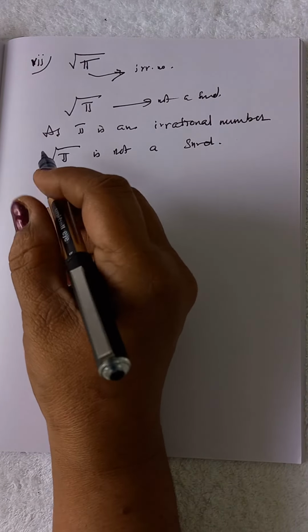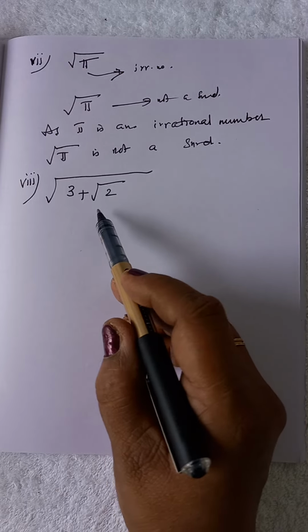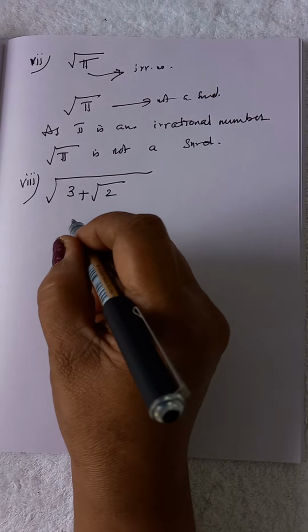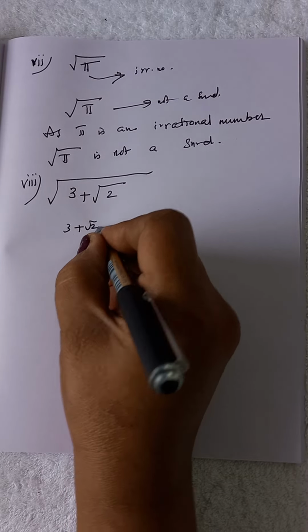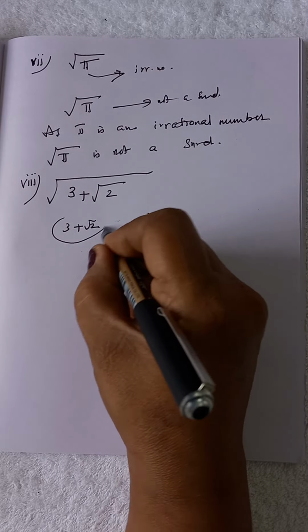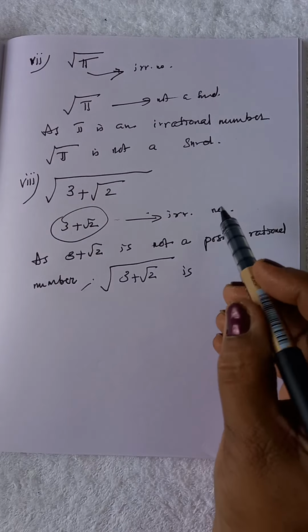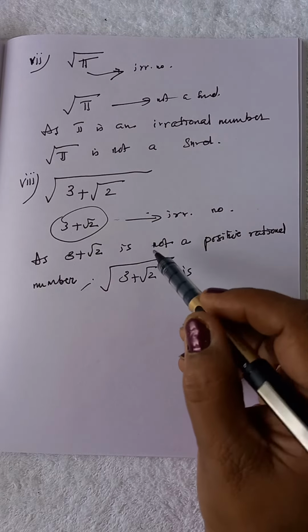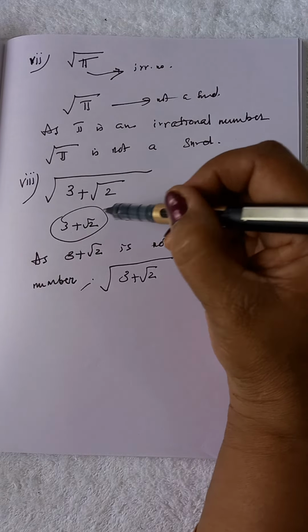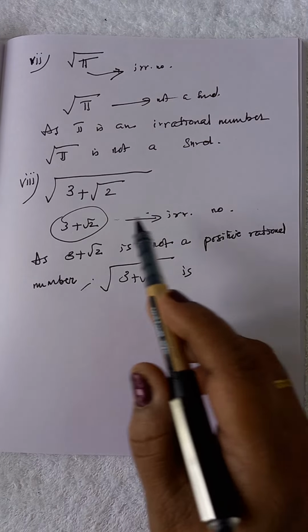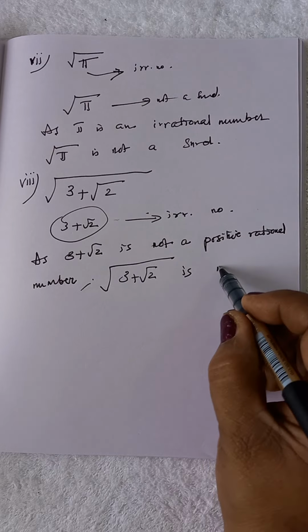Now, the eighth question is square root of 3 plus root 2. Here, for this to be a surd, 3 plus root 2 should be a positive rational number. This is clearly an irrational number. First condition itself is violated. We can say that as this 3 plus root 2 is not a positive rational number, square root of 3 plus root 2 is not a surd.